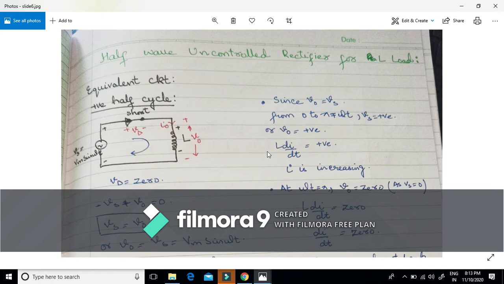That means VL, that is equal to V naught, is equal to L di by dt, that is positive. Or we can say this is positive only when the current is increasing. That's why I am showing in that graph the current during the positive cycle is increasing.